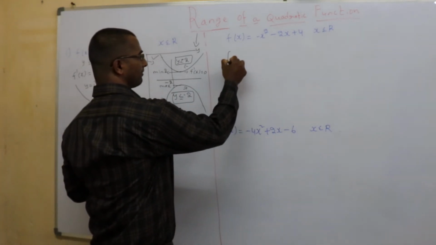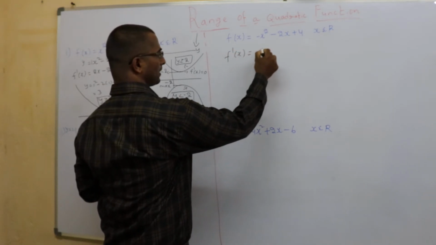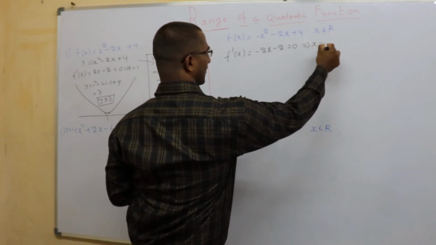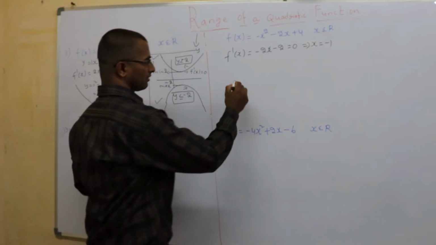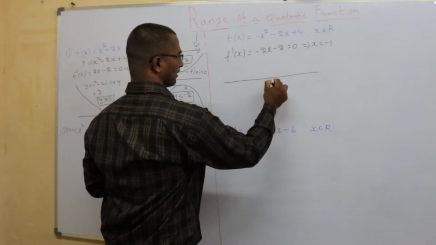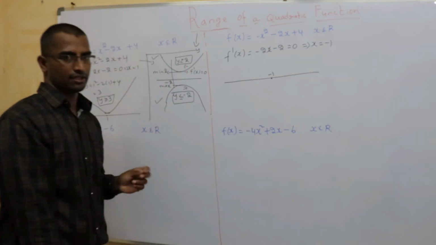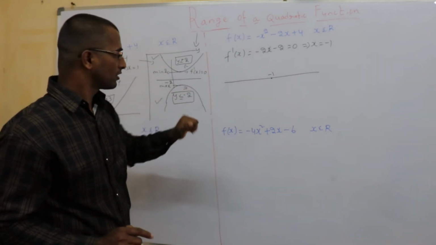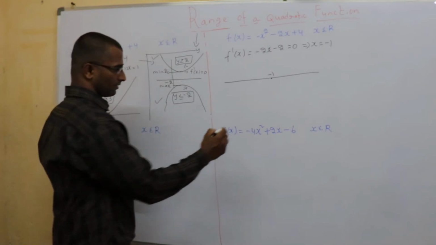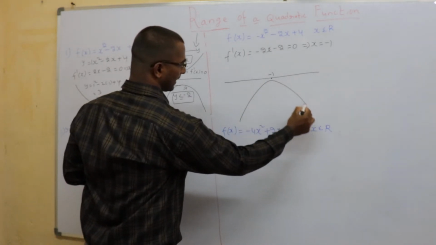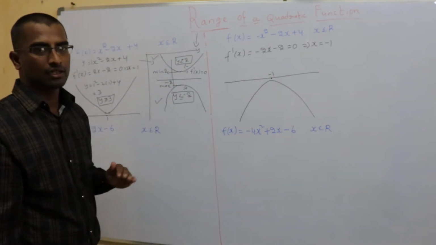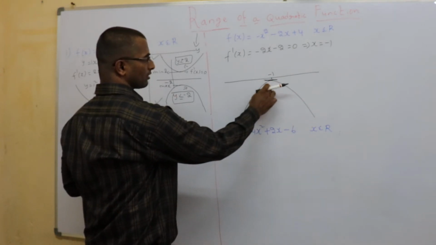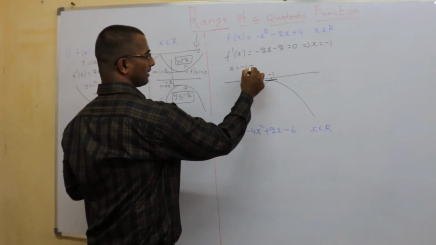Look at this one. Again if I find out f dash x, how much will I get? Minus 2x minus 2 equal to 0. That implies x equals minus 1. So on the number line, minus 1 here. Now look at the sign before x square, it's negative, so I will get this type of graph. So the rough diagram of that graph will be like this. Clear? Next, this will become the maximum point.